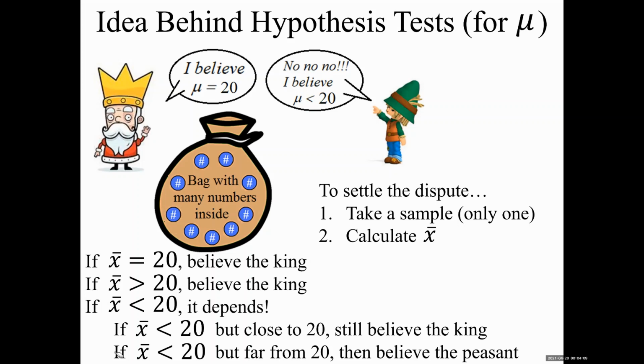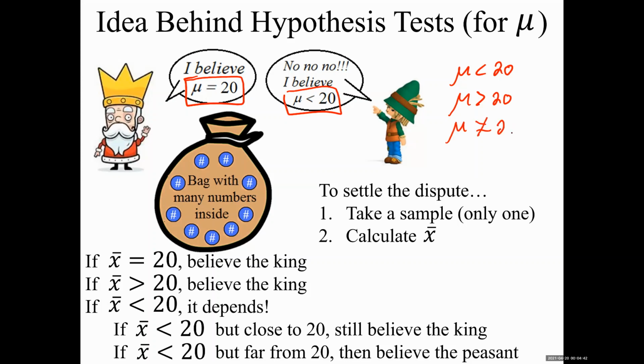Okay, a couple extra things to add in here. One thing I want to add is the king's claim will always have an equal sign in it. The peasant can claim three separate things. What he's claiming depends on the problem. You have to read the problem carefully to see what the peasant is claiming. Here I have him claiming less than. So he could say less than. That would be one situation. If it's not less than, he could claim a greater than, or he could claim a not equal to.